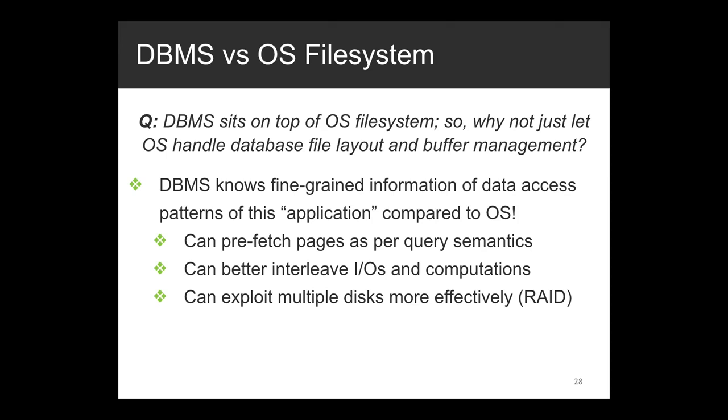Things like prefetching pages as per the query semantics. We already talked about the sequential flooding problem. How do you know the sequential flooding problem is going to arise? Well, the DBMS knows because it sees an aggregate query. And so it knows the file is going to be accessed in a sequential manner. The OS doesn't know that.